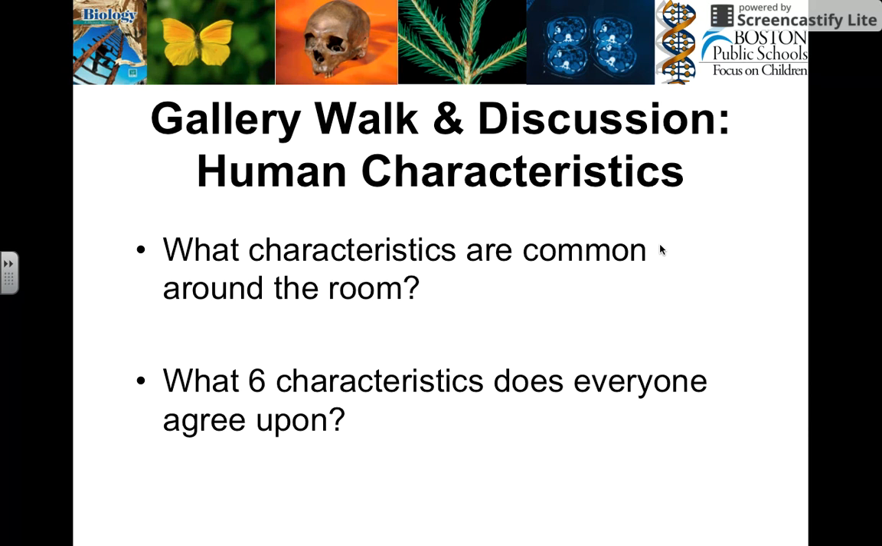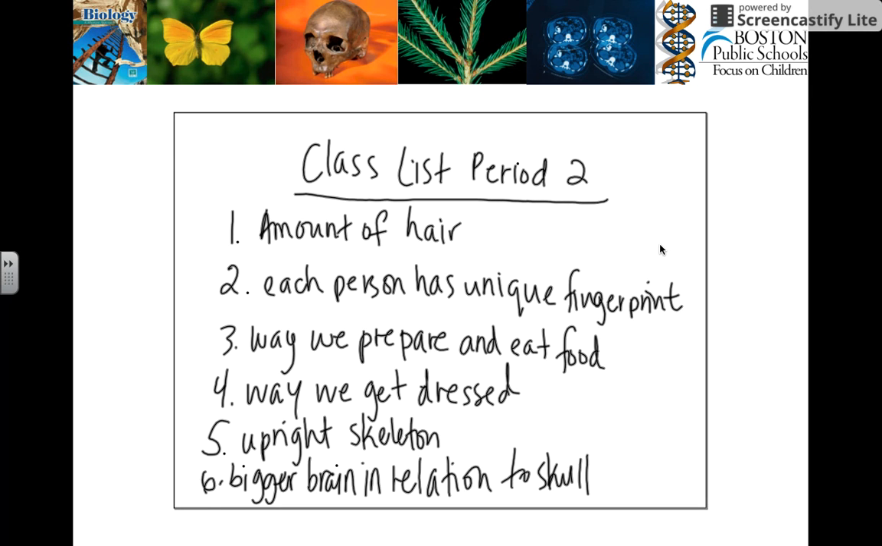From there, they do a gallery walk. Again, you'll need to set some ground rules, make sure they spread their posters out, and time how long they're at each poster. What they're looking for are common themes around the room, characteristics that everyone agrees upon, and then I usually add in also what they see that might be unique to one group and why they think that might be. From there, you try to come up with a class list.